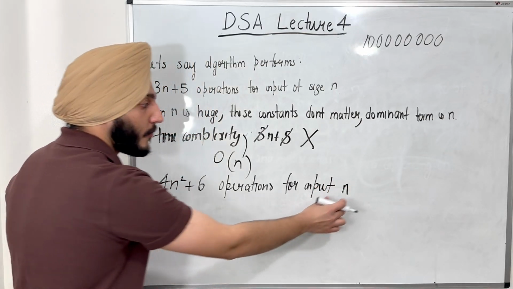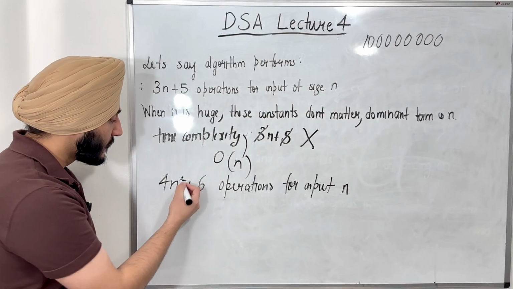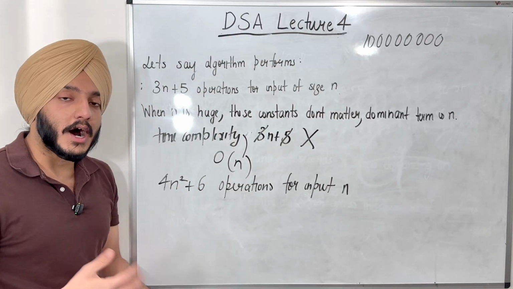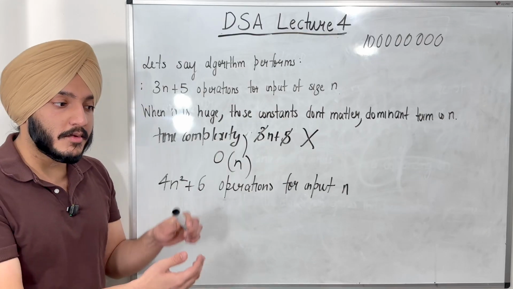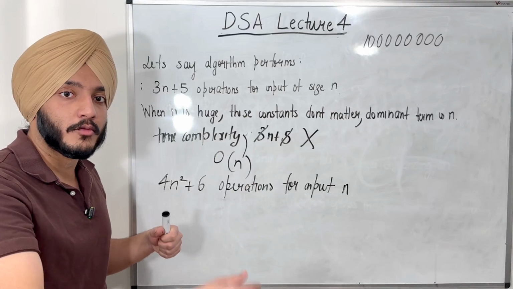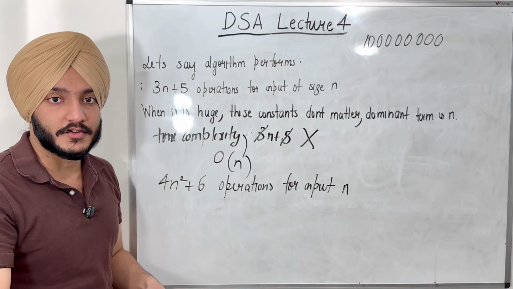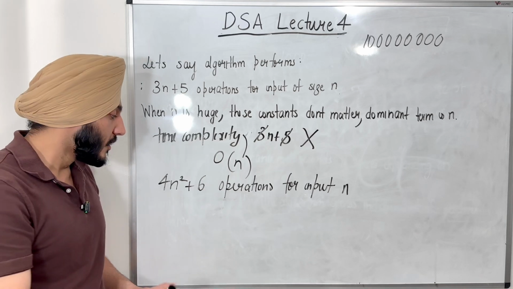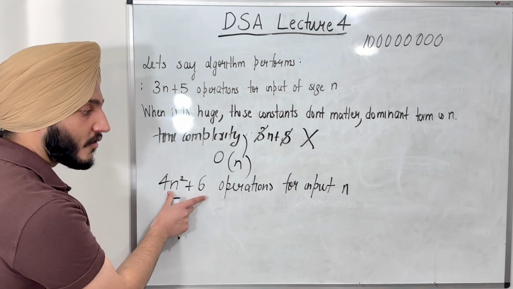So let's say you input a size n, right? And it performs 4n square plus 6 operations, right? How do we get this n square in this case? Maybe you have a double for loop, right? Maybe you have a for loop inside a for loop, which could double the number of operations, right? Which I should say it would square the number of operations. So let's say this is the number of operations you perform.